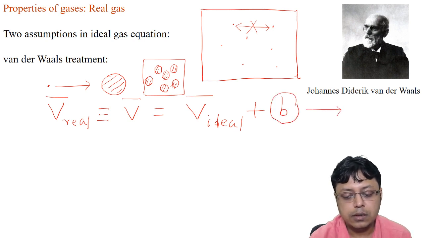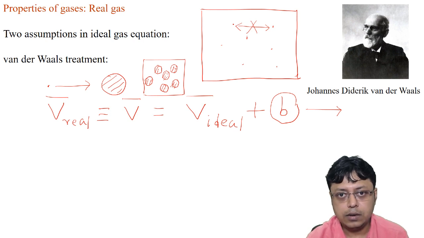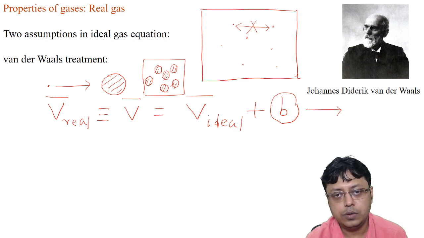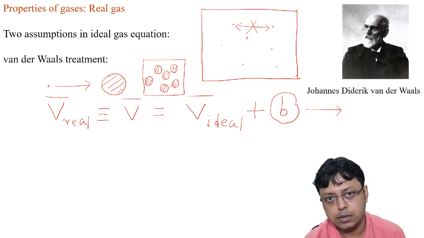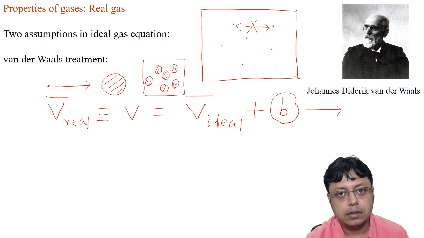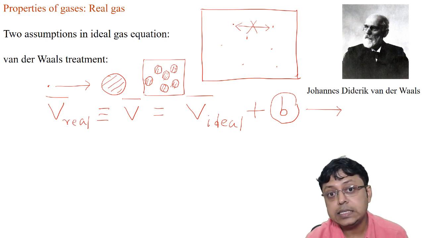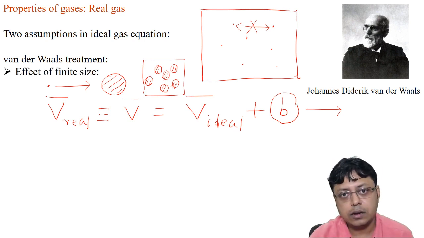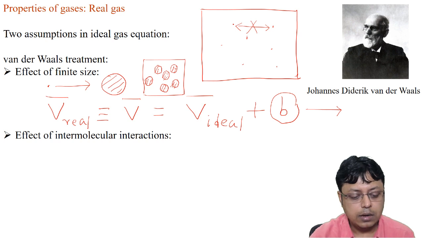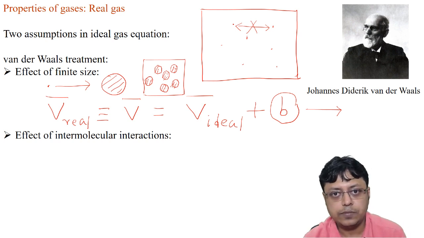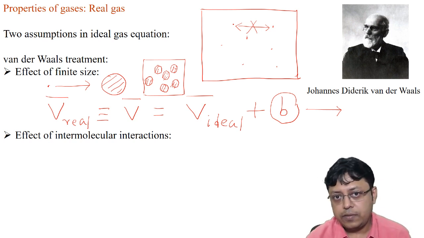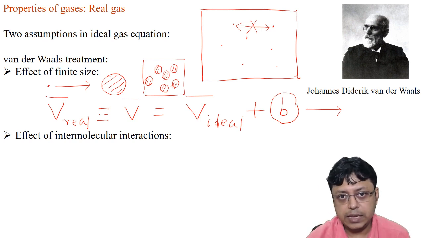Now of course this constant will be different for different gases. For example, methane will have some value of B which is different from the B for carbon dioxide. For n moles of gas, the increase in the volume will be simply n multiplied by B. So this was the effect of the finite size. Now the second thing which van der Waals took into account is intermolecular interactions. Now let us discuss how that affects the total pressure of a gas.